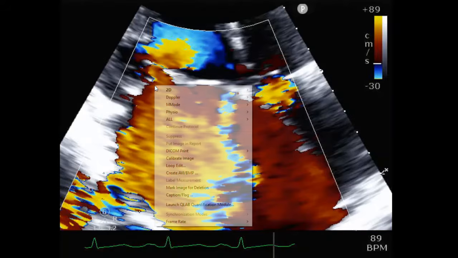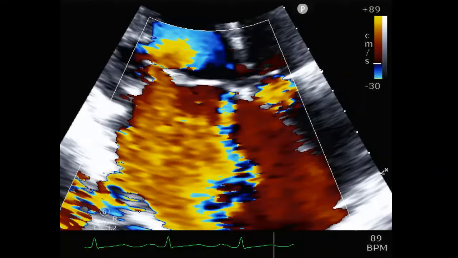Again, you want to measure where the yellow meets the cyan, which is roughly about right here. Usually transthoracic pictures are not as pretty as this one. In this case, we get a PISA radius of 1.3 centimeters at a V aliasing of 30 centimeters per second. So we have all the pieces of information that we need to calculate a regurgitant orifice and a regurgitant volume and fraction for that matter.